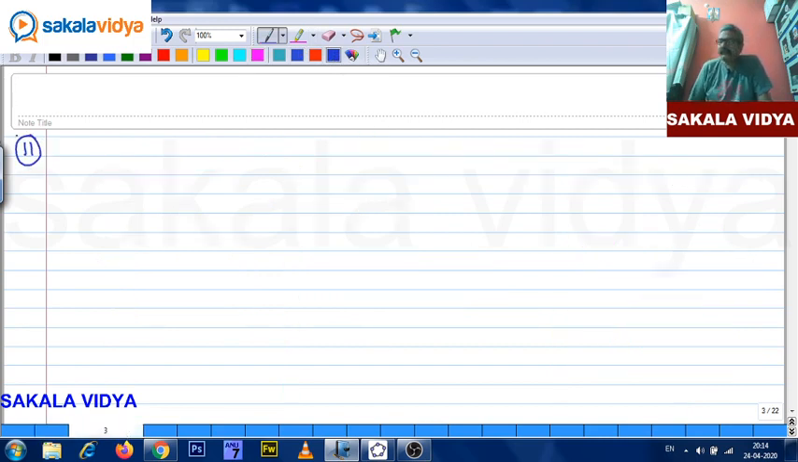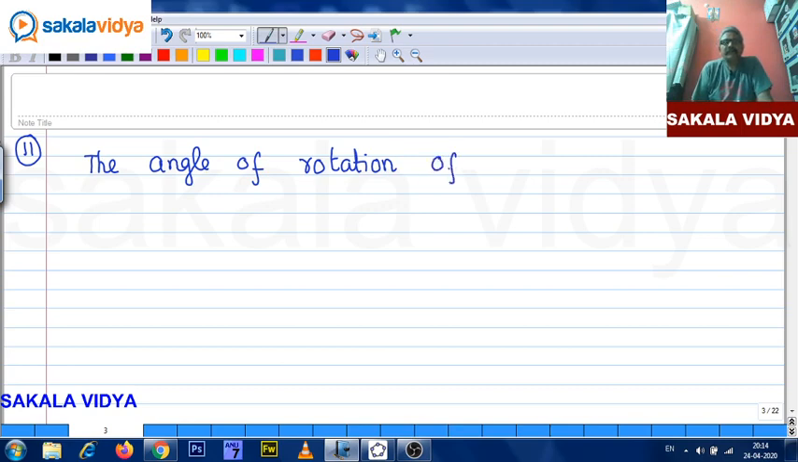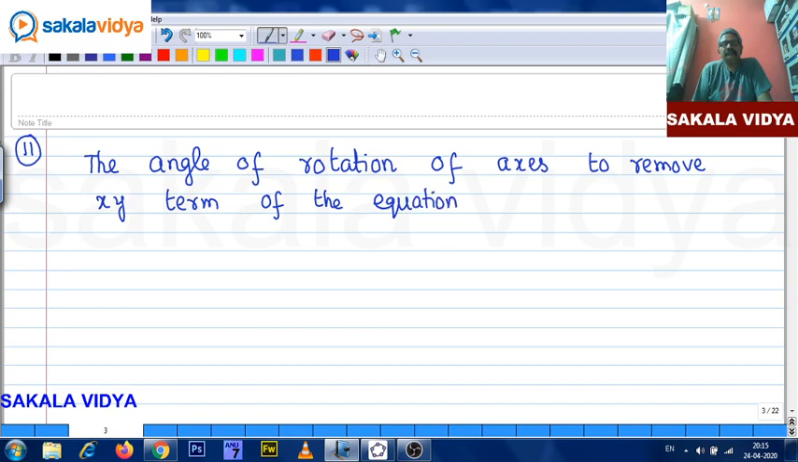Eleventh one, the angle of rotation of axis to remove or eliminate, both are same, the xy term of the equation xy is equal to c square is, first one is pi by 12, that is 15 degrees.